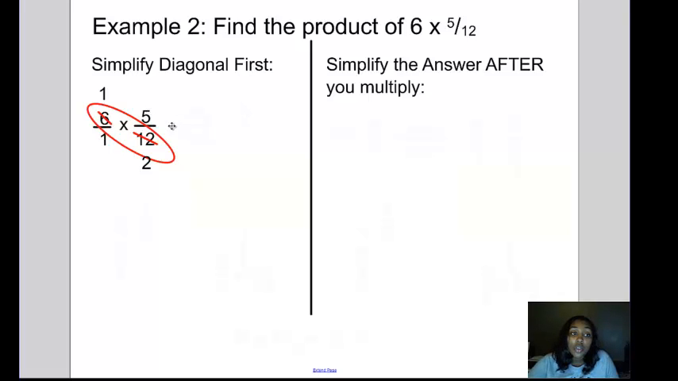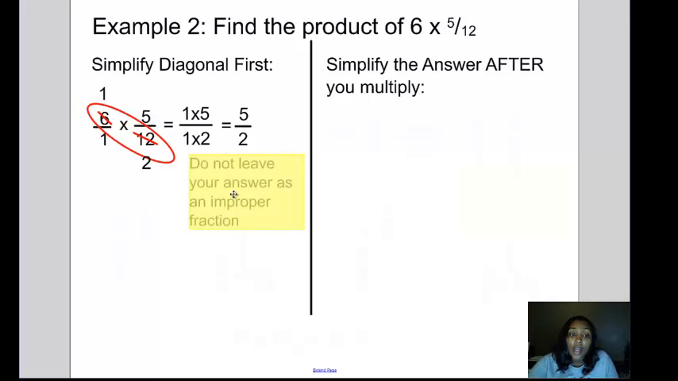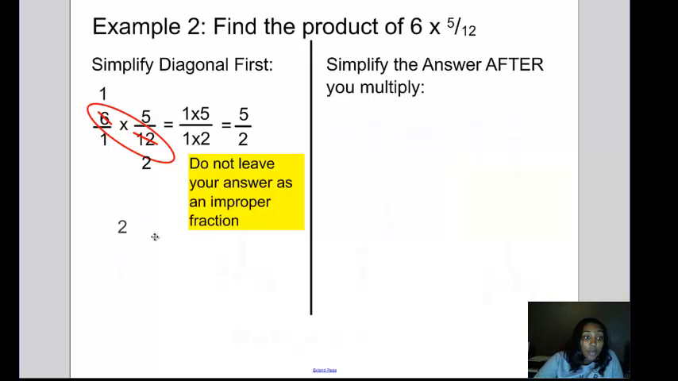So now I'm going to do top times top over bottom times bottom. So now I'm doing 1 times 5 over 1 times 2, and then that gives me 5 over 2. Well, 5 over 2 is what we would call an improper fraction, and you do not leave your answer as an improper fraction. So in order to change it to a mixed number, you do have to divide. So that means you have to set up your division problem.